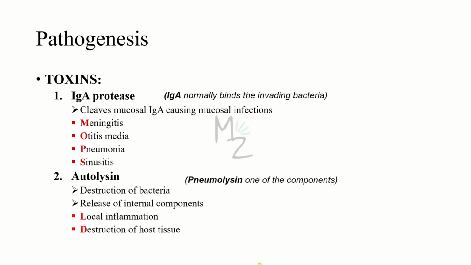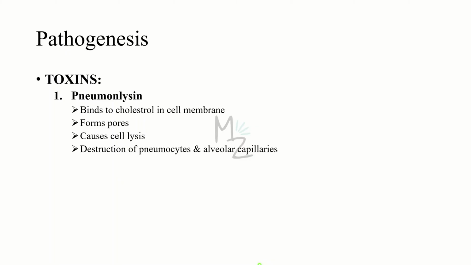Pneumolysin is one of the components. It binds to cholesterol in the cell membrane, forms pores there, and causes cell lysis. This leads to destruction of pneumocytes and alveolar capillaries. Why? Because it normally occurs in the lungs.